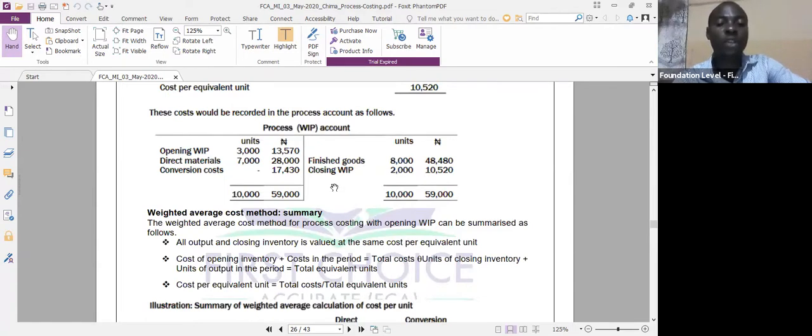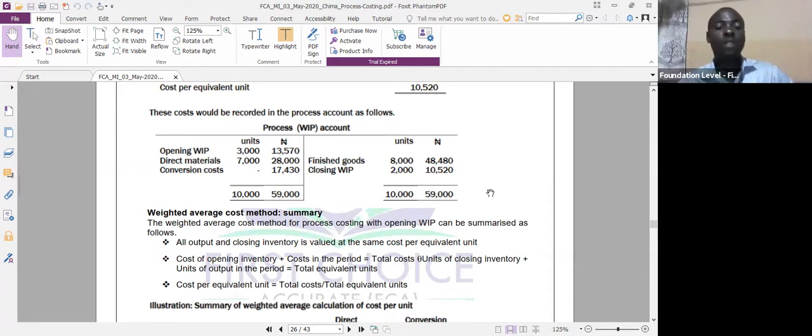So now that we've done that, we are going to start doing the process costs. We have the finished goods: 8,000 units were produced out of the 10,000 that was input. And we said that the finished goods cost we calculated before is 48,480. Then the closing work in progress, we said it was 2,000 units, and we have calculated it before: 10,052.